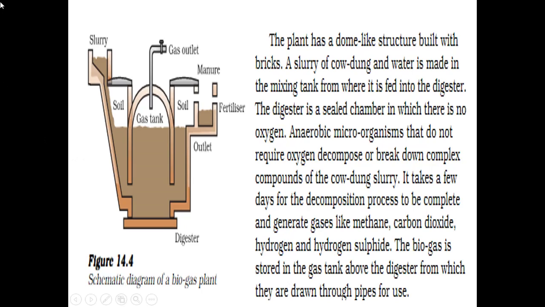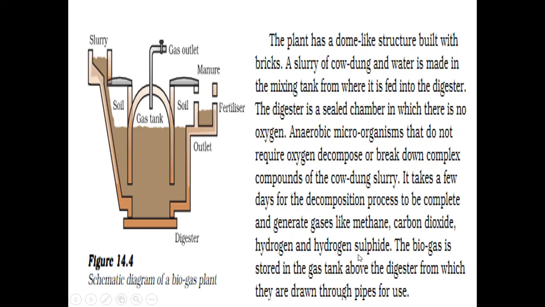So the slurry of cow dung mixed with water is passed into the digester, a sealed tank in which there is no oxygen. There, anaerobic microorganisms that do not require oxygen decompose or break down the complex compounds of the slurry. It takes a few days to complete the decomposition and generate gases like methane, carbon dioxide, hydrogen and hydrogen sulfide.